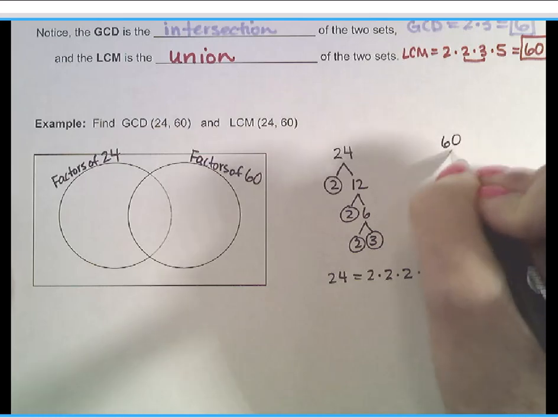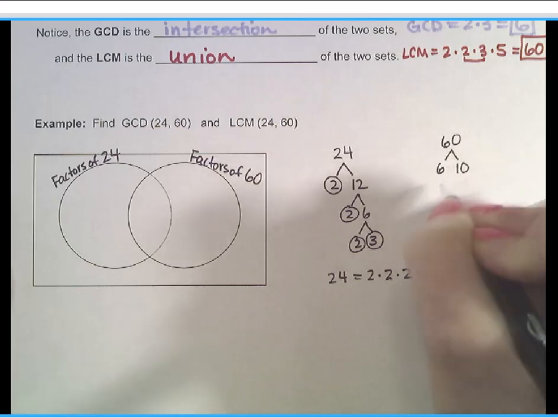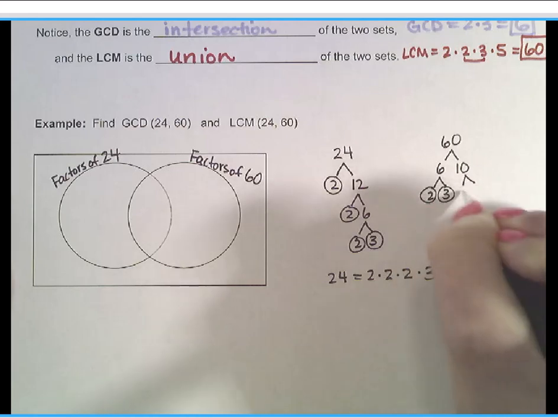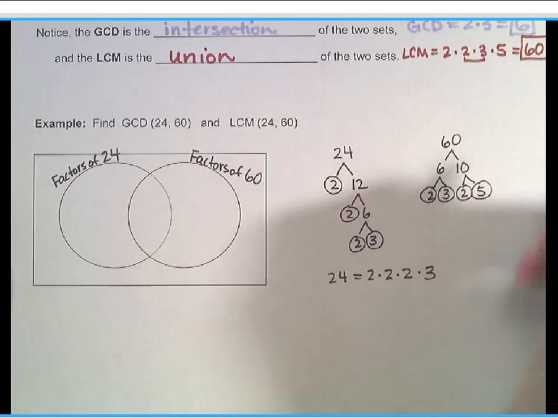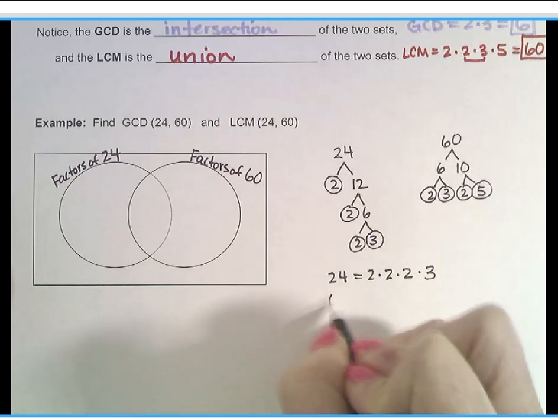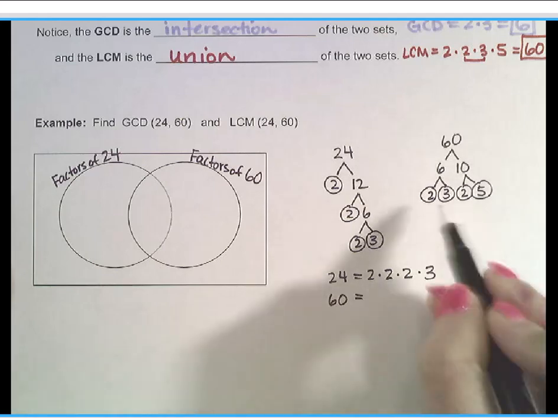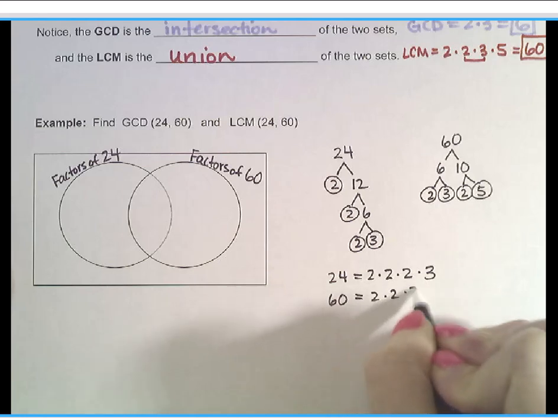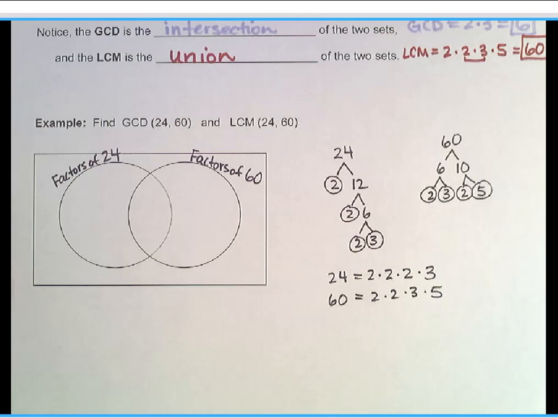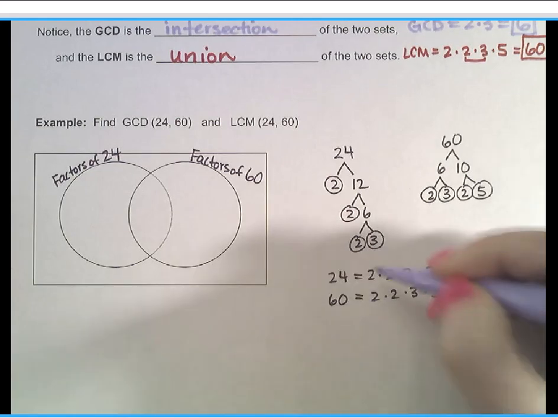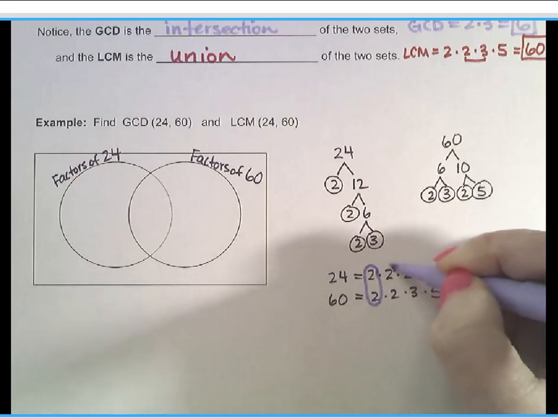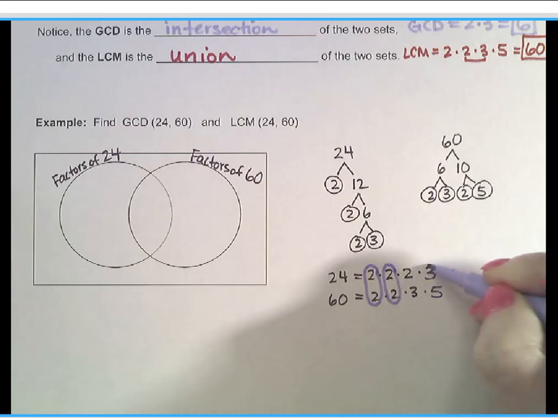For 60, that's 6 times 10. 6 is 2 times 3. 10 is 2 times 5. It's a pretty short tree there. So for 60, make sure you put them in order from low to high. 2 times 2 times 3 times 5. Okay, so the first thing you do is look to see the ones that are common, the ones that would be in the intersection, and that would be a 2, and then another 2, and a 3.